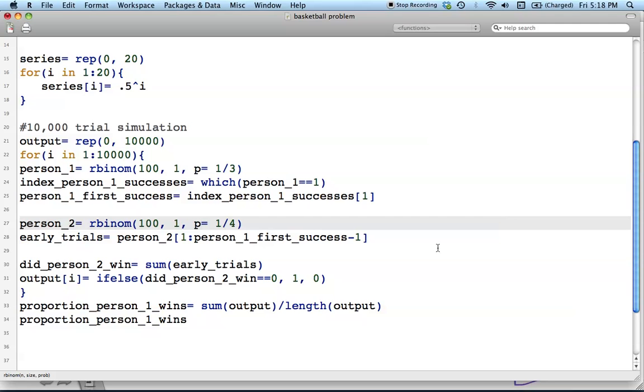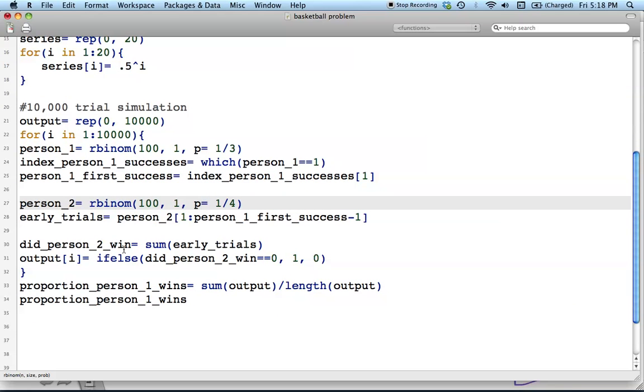Okay, so basically for this whole thing to count as a success, as for person 1 being the first person to score, we would want early trials of person 2 to all be 0. And that's the big step here. The reason it's minus 1 is because if person 1 made their 4th shot, we don't want to allow person 2 to make their 4th shot. The game is over, so we're only concerned with the first 3 shots.